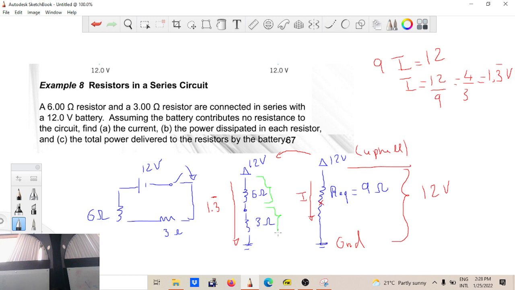So then we can find the voltage drop here. Voltage drop here, you just multiply. So 6 times 1.3 repeating, no, that's not right. It's going to be what? 6 times 1.3. 7.8. Thank you. And here it's going to be 12 minus 7.8. 4. It's 8. Just making it 8 even. And then 4.